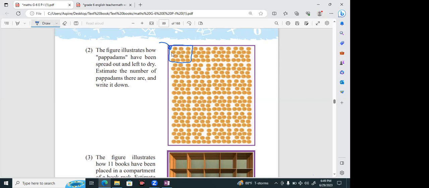One, two, three, four, 5, 6, 7, 8, 9, 10, 11, 12, 13, 14. 14 papadams are there in one unit. If so, can you identify how many such units are there?